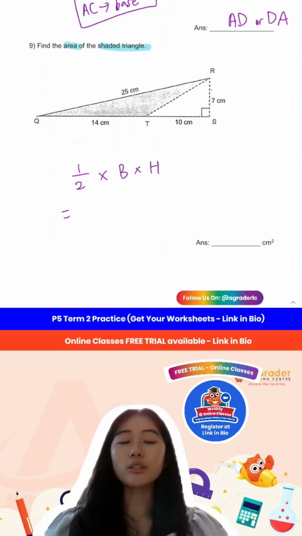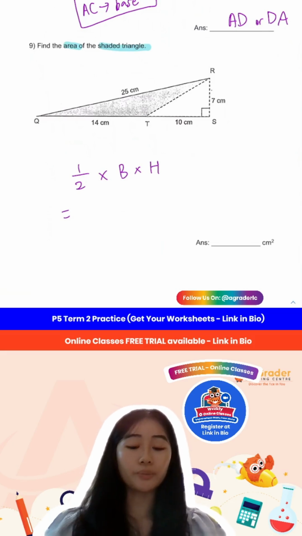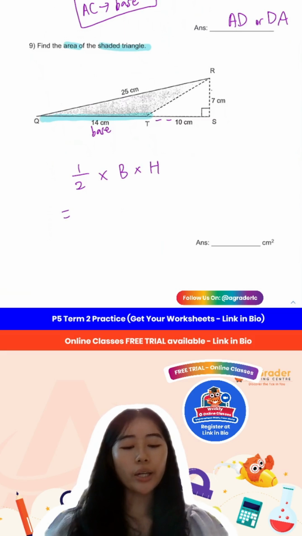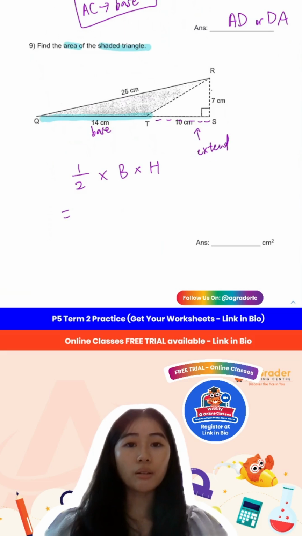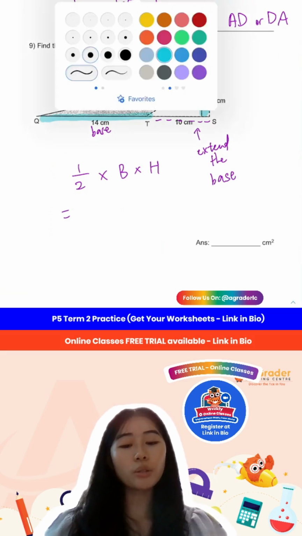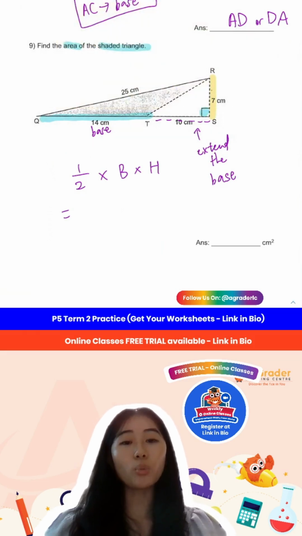So the base is always one side of the triangle, which is QT in this case. QT is the base. Then you are going to extend the base along TS. So over here, you extend the base until you see a right angle. From the right angle, then you go upwards, that is your height. So your height is RS.